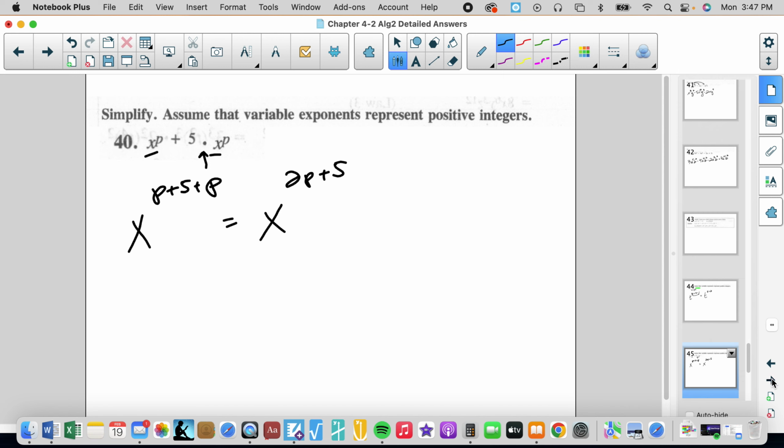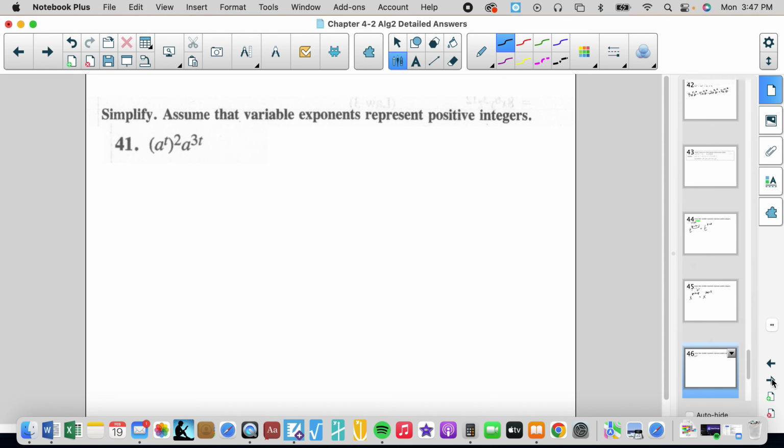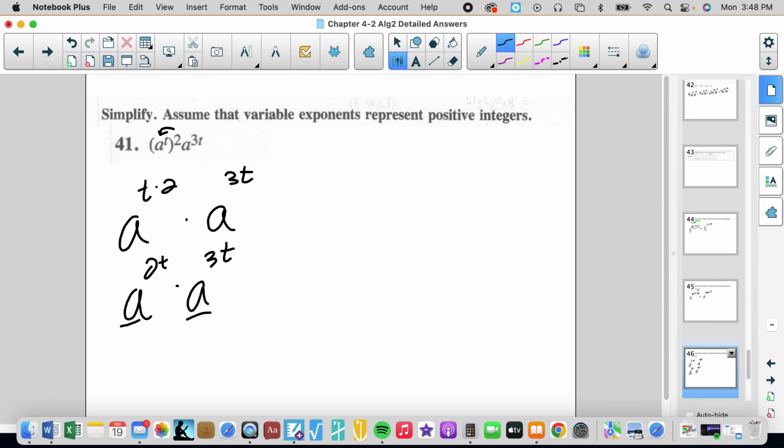This is more Algebra 2 stuff where you maybe aren't familiar. So that's a to the t times 2 times a to the 3t. T times 2 is 2t times a to the 3t. Now we're multiplying like bases, so we are going to add their exponents. 2t plus 3t makes 5t, not 5t squared, because we're adding.